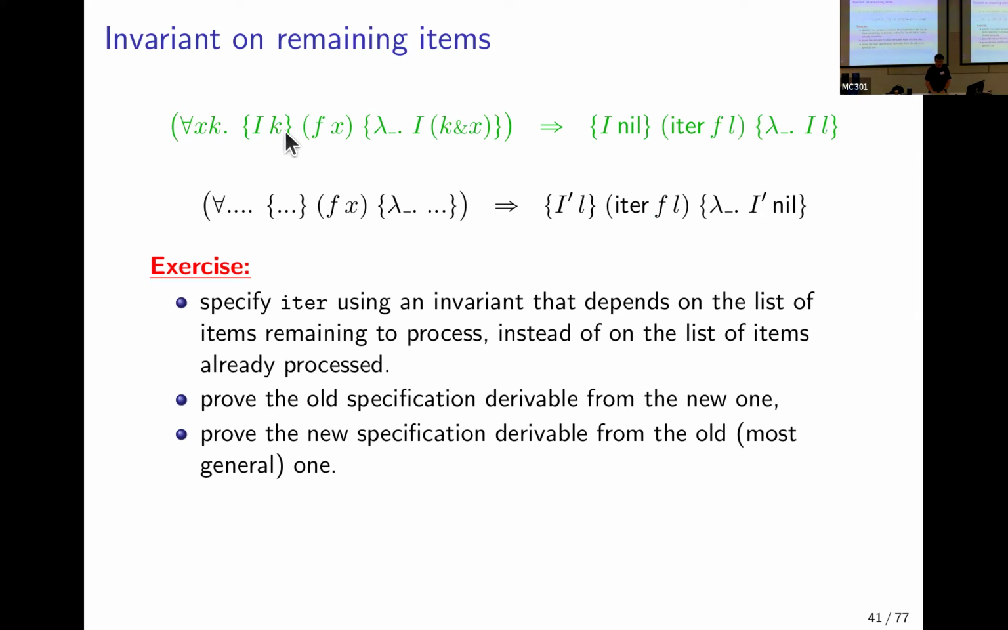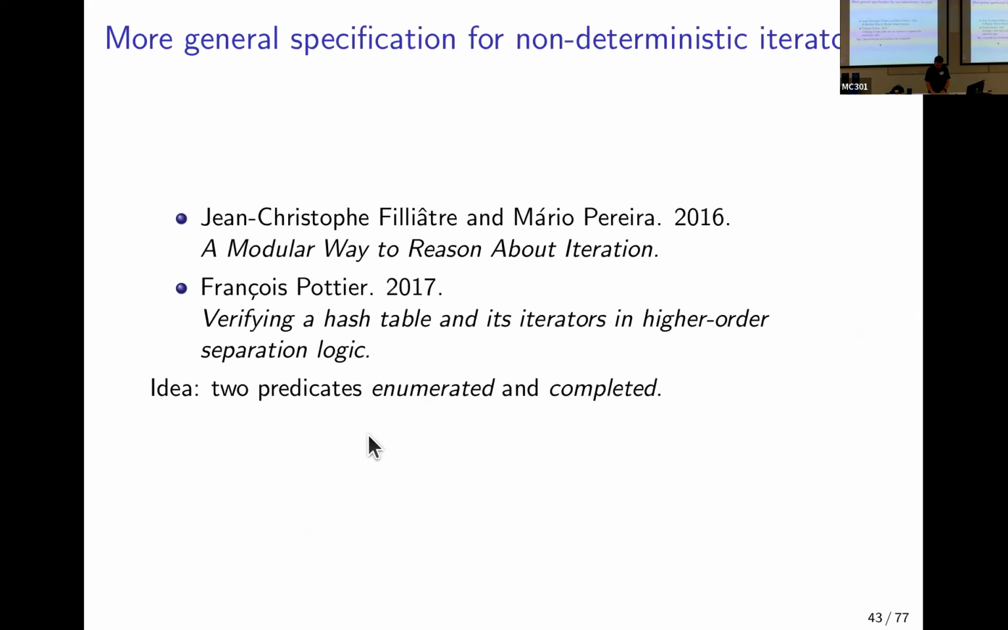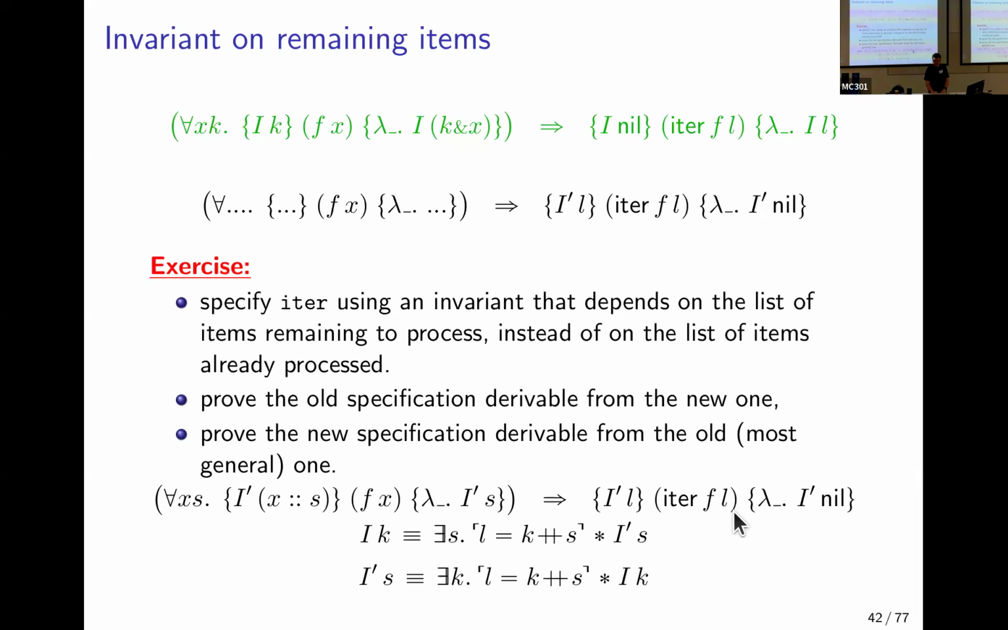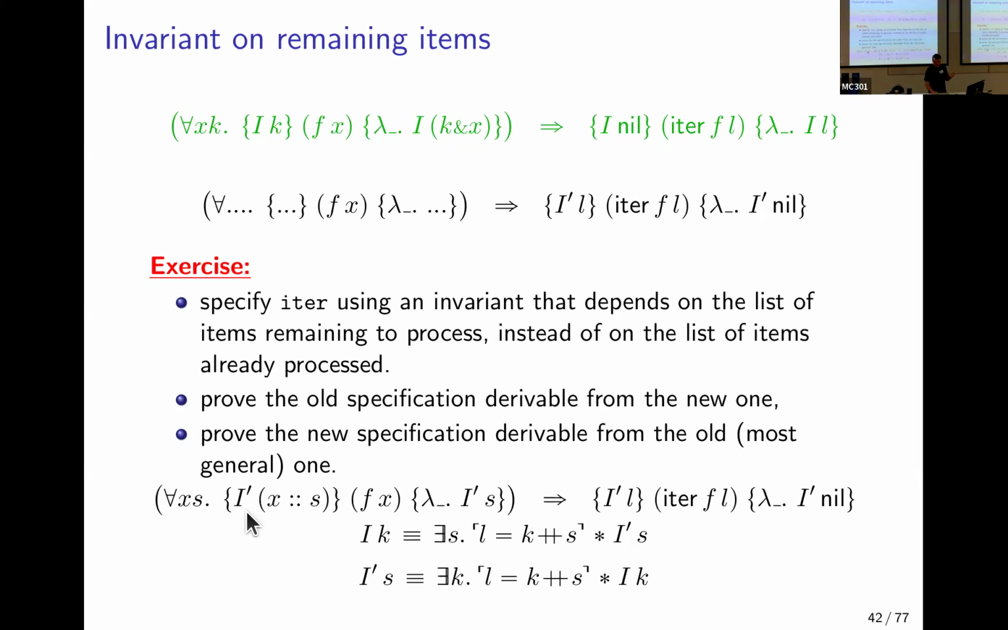So you assume that X, wait, no, that's the old one. And then we want the new one, so it will be something like this. If you want to talk about the remaining items you need to iterate on, you start from L and you end up at nil. And your function, instead of adding to the invariant, is removing from the invariant. Okay. So this one is more general than all of the other ones that were before.